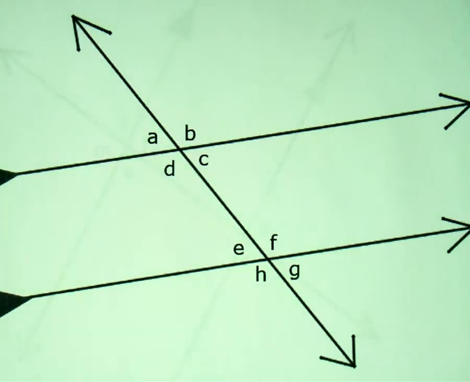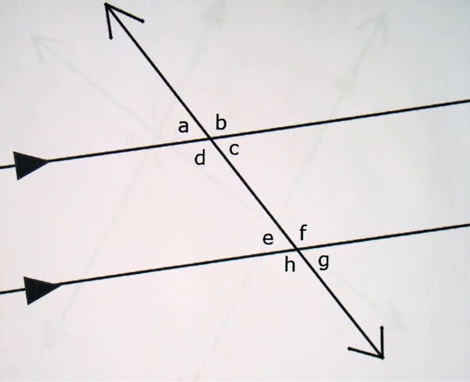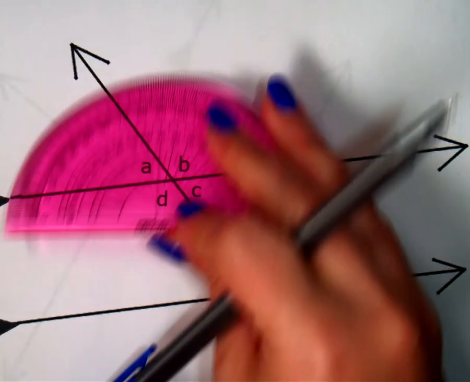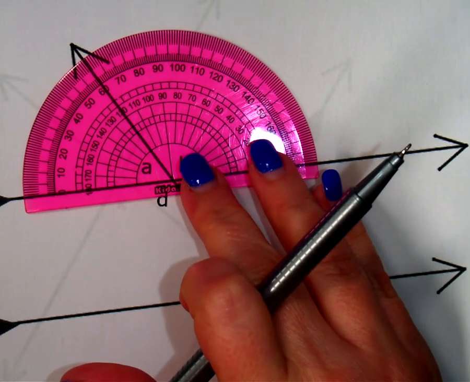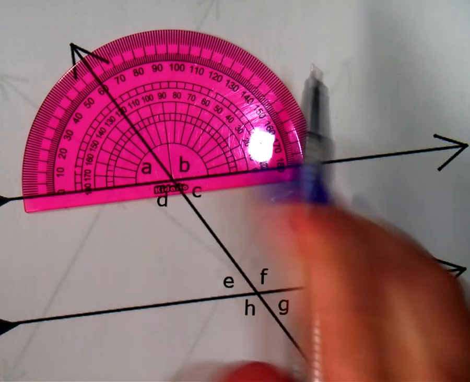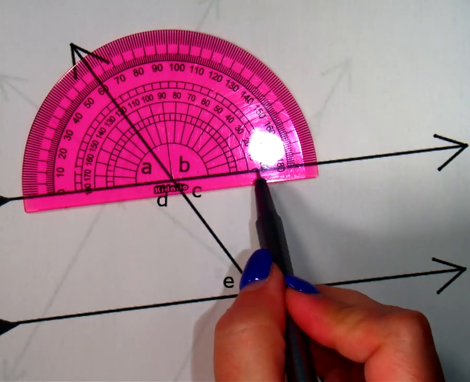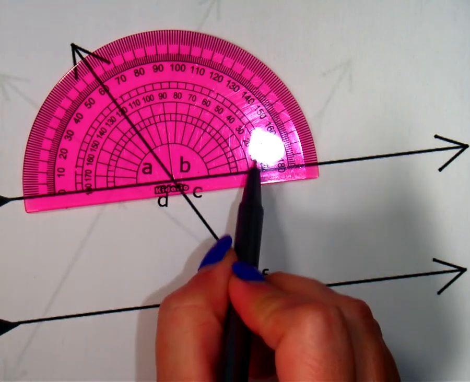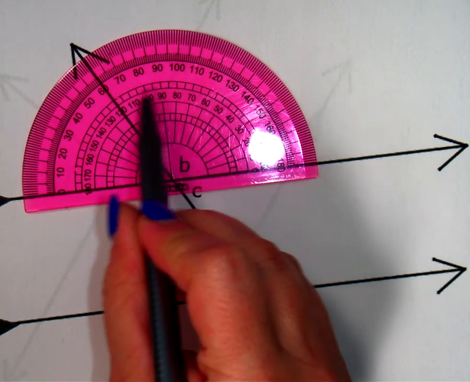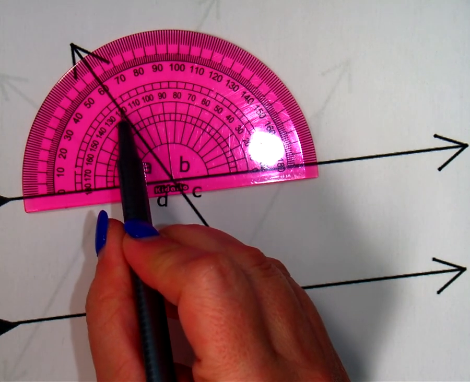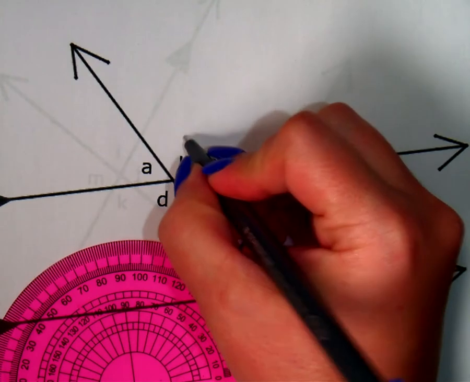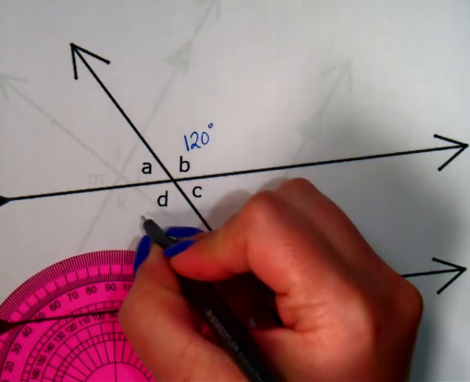Let's do a couple more. All right, let's look at this next one. So when I measure these, let me line myself up. My 0 is on the inside. When I'm looking at the right-hand side, my 0 is on the inside. So when I go around and I look at my inside, I land right at 120. So this side is 120, and the vertical is 120.